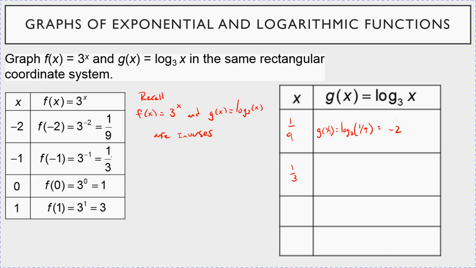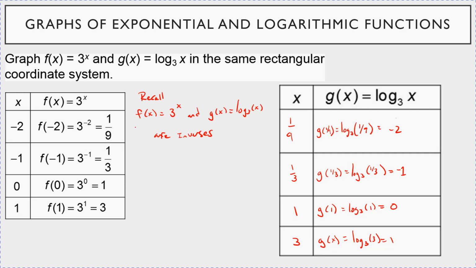So if I take 1/3, which is the y value over here, and plug it into g of x, that has to be -1. Here, if I take 1, well, what does our rule tell us? Log base b of 1 is always 0, which is the x value over here. And you can totally see what's happening here. When I take g of 3, log base 3 of 3, what does our property tell us? That's 1, which is the same thing over here.